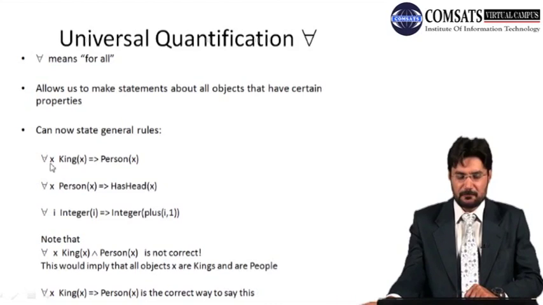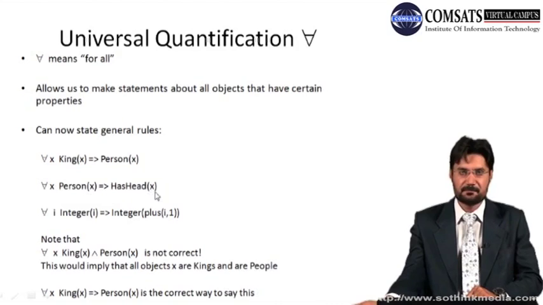For all X, King(X) implies Person(X). So all the kings, all X that are kings, need to be persons. For all X, Person(X) implies HasHead(X). So X is a variable, and for all X, if they are a person then they have a head.